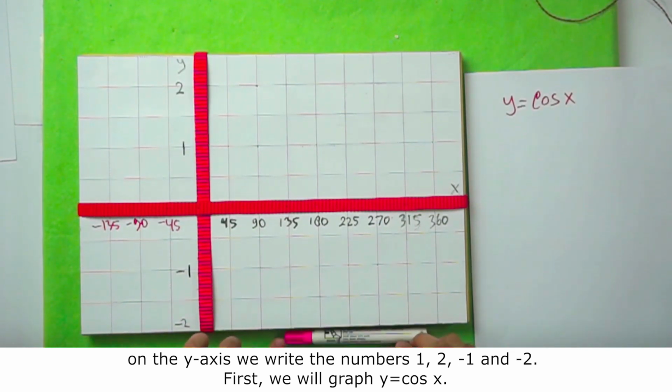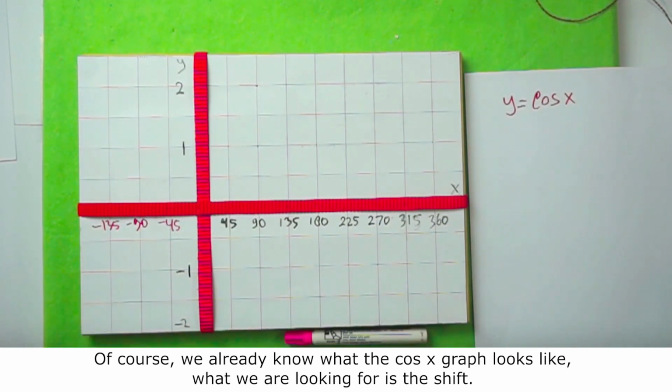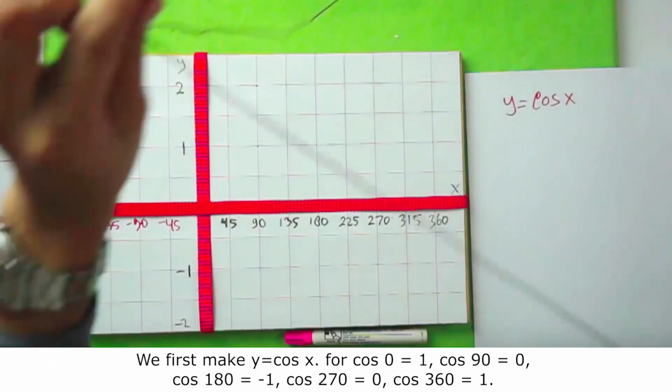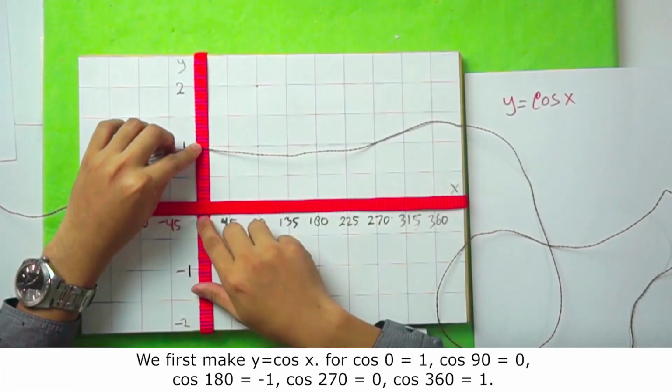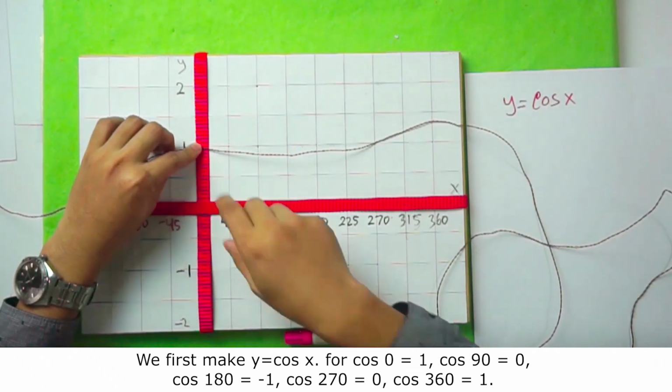Of course, we already know what the cosine x graph looks like. What we are looking for is the shift. We first make y equals cosine x. For cosine 0 degrees equals 1.